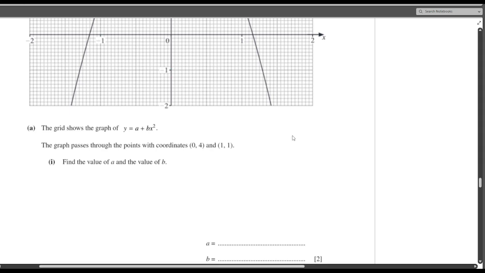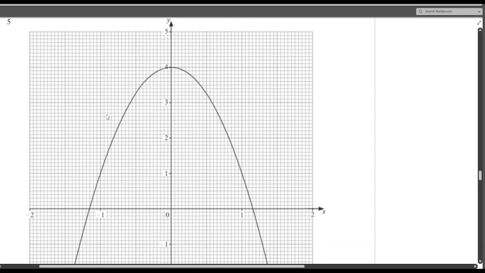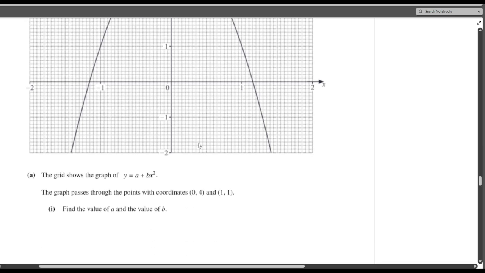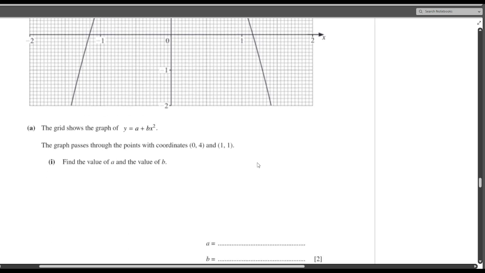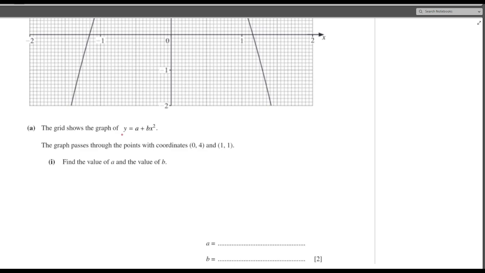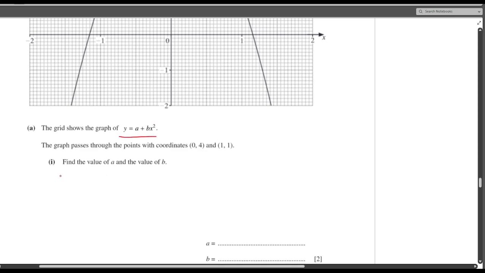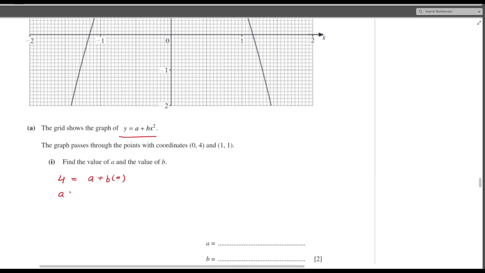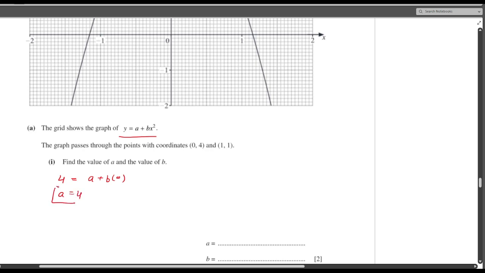Let us see the graph which is given here. The grid shows the graph, so the graph is for this only. There are 2 ways. Either I use this graph to locate the points, or I simply use this equation. So I say y is equal to a plus b x square, and now I take x value 0. This gives me a is equal to 4. So one value I got: a is equal to 4.